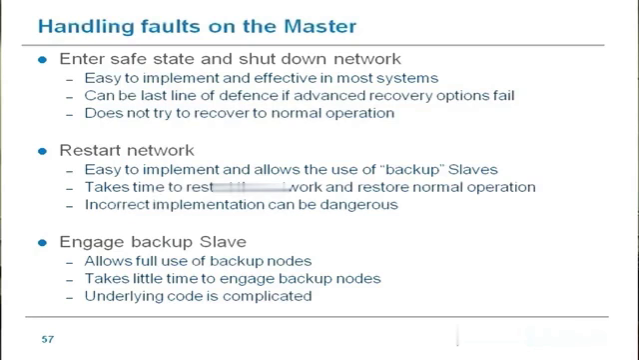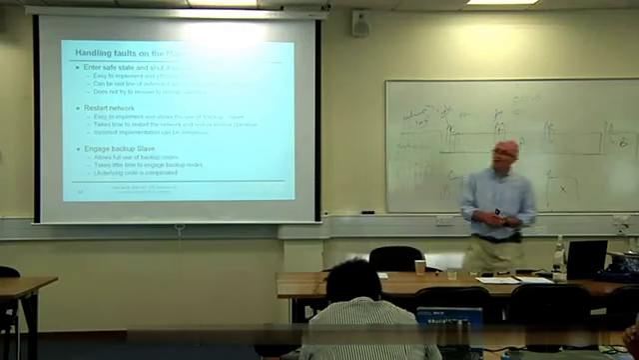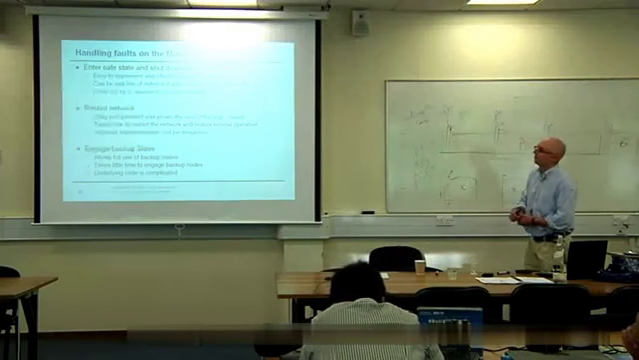Typically, enter a safe state and shut down the network. It's the simplest thing you can do. You can set the network up so if the master fails or if the master detects a problem, the master simply shuts itself down, in which case the tick messages stop, the slaves get no tick messages, they themselves are reset and they go into fail silent mode. And that might be the best behavior for your particular system.